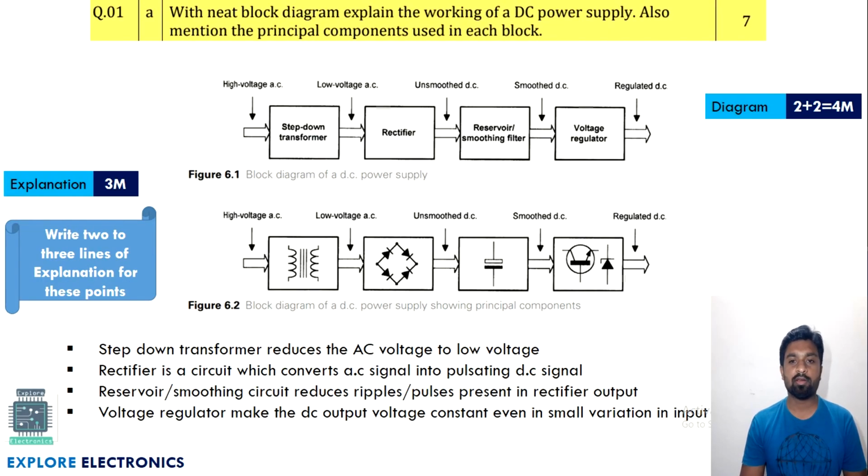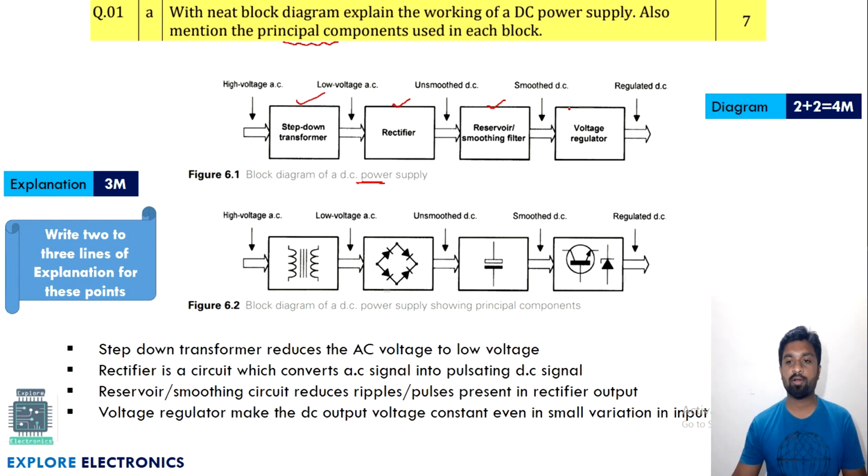With a neat block diagram, explain the working of DC power supply. Also mention the principal components used in each block. Here, the question is on DC power supply. Means we need to write the block diagram of the DC power supply, what we have discussed in Module 1. So they have asked to write the principal components involved in each block.